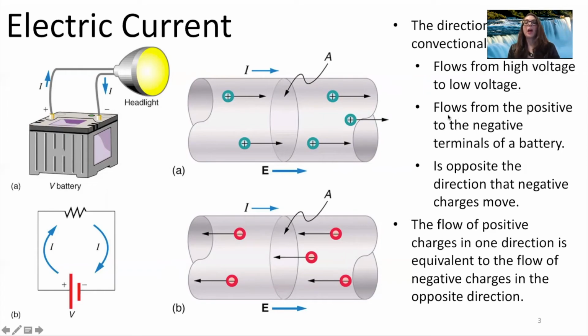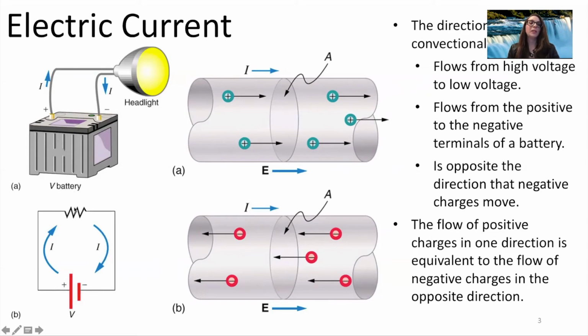Our current flows from the positive terminal of our battery to the negative terminal of the battery. And so here is a schematic of how we might have a circuit diagram. We've got our battery here, with the positive terminal represented by the longer line and the negative terminal represented by the shorter line. Our current is flowing from the positive terminal around our circuit to the negative terminal.